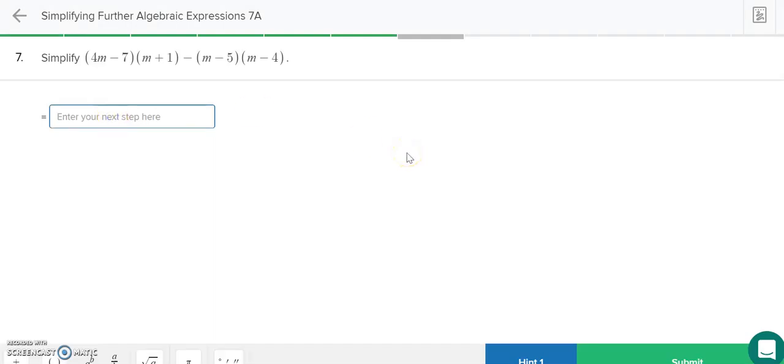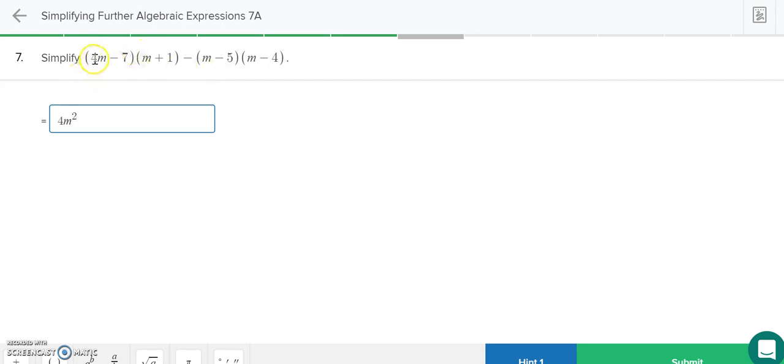Okay, so for this question, we're asked to simplify. So we're going to need to expand our binomial brackets first. So we're going to be using FOIL again. So in this first one, we're doing 4 lots of m times m. So we're going to have 4m squared for our first one.